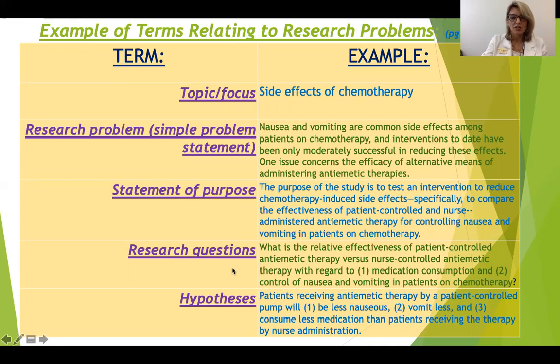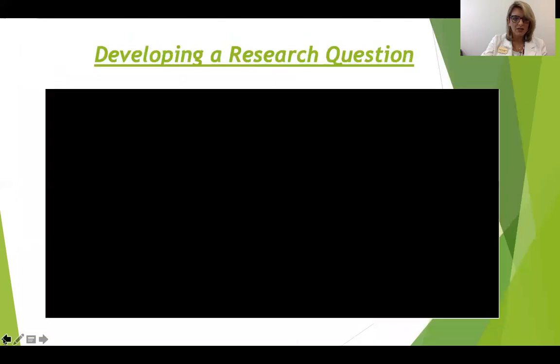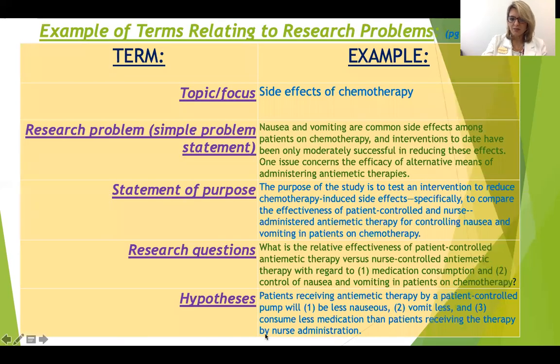Let's see. So what's our research question? What are they actually formulating the question based on the purpose of this? Okay, what is the relative effectiveness of patient-controlled antiemetic therapy versus nurse-controlled antiemetic therapy with regard to 1, medication consumption, 2, control of nausea and vomiting in patients on chemotherapy? Okay, so what do we think is going to happen in this study? Let's hypothesize that. The hypothesis is patients receiving antiemetic therapy by patient-controlled pump will, 1, be less nauseous, 2, vomit less, and 3, consume less medication than patients receiving the therapy by nurse administration.